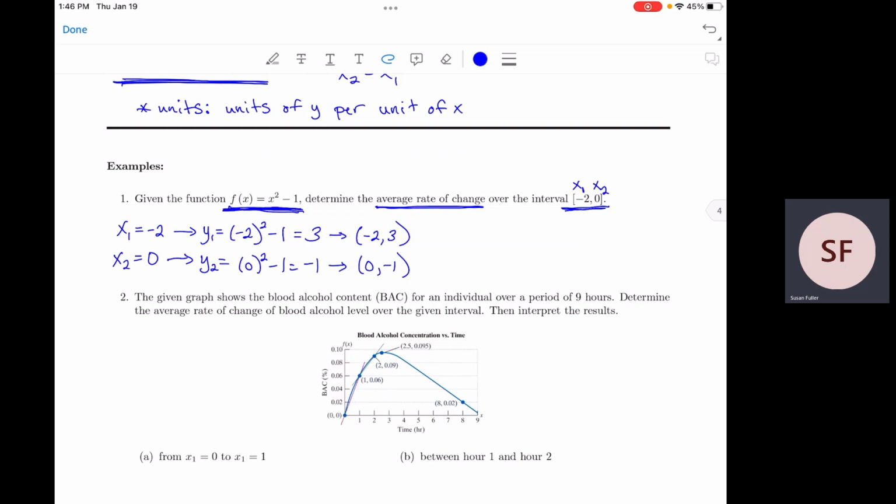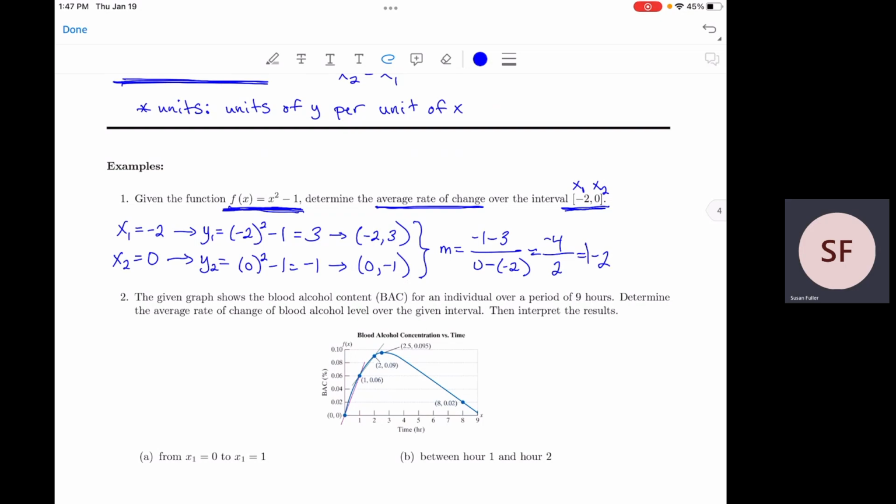So now the average rate of change over this interval is going to be the slope between these 2 points. We know how to find the slope between 2 points. That's going to be y2, which here is -1, minus y1, which is 3, all over x2, which is 0, minus x1, which is -2. This is just the slope formula. Now we're going to fight through the arithmetic. -1 minus 3 is -4. 0 minus a -2, that's 0 plus 2, which is 2. -4 divided by 2 is -2.